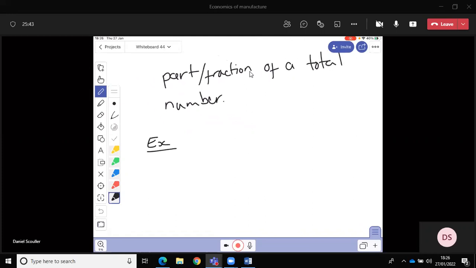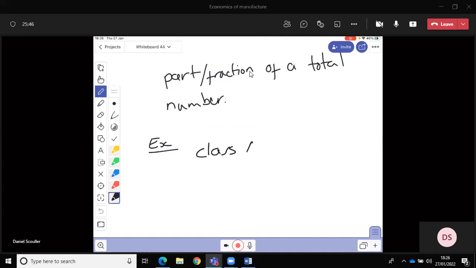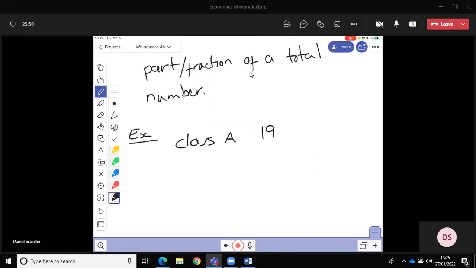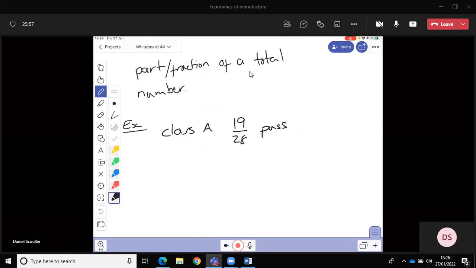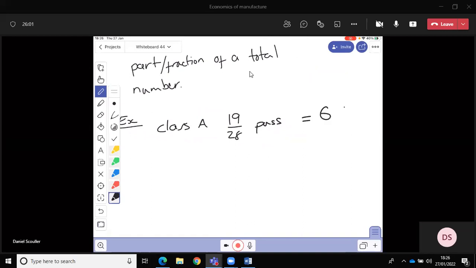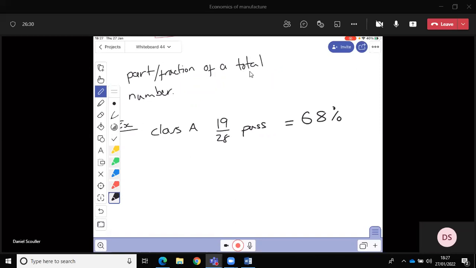So if I say in class A, 19 out of 28 people have passed. What's the percentage pass mark? If you put that in your calculator, 19 divided by 28, you're going to get 0.678. If you multiply that by 100, you're going to get 68. So it's that fraction of 100, and we're getting 68%. That 0.678, I've just rounded to two significant figures, and it's 68%.